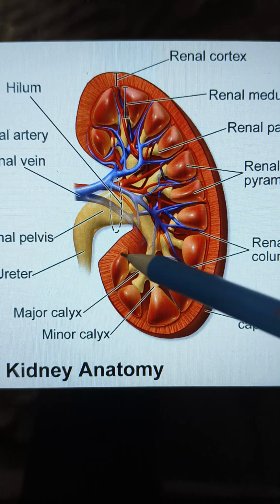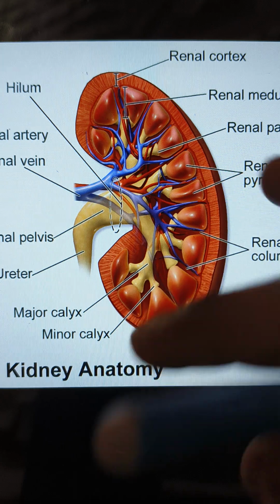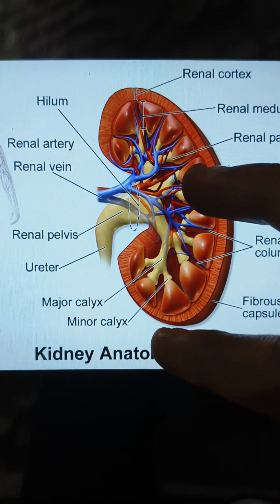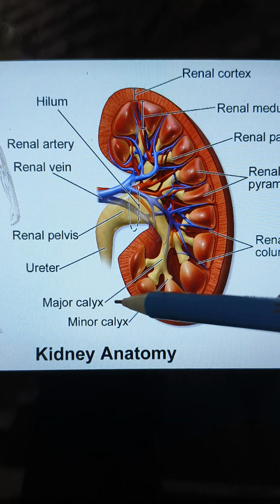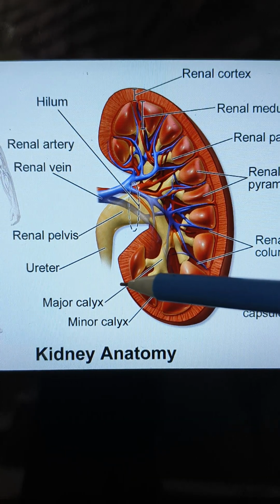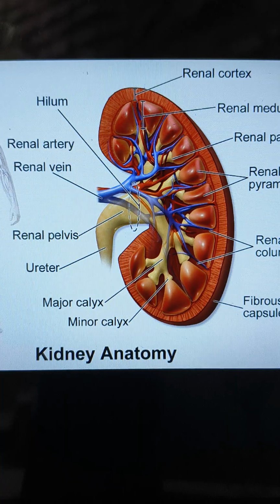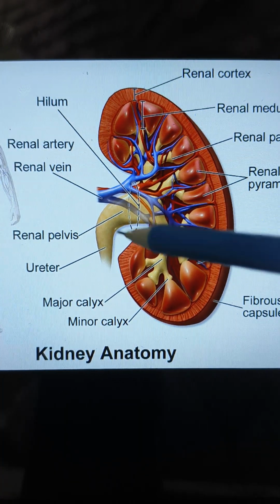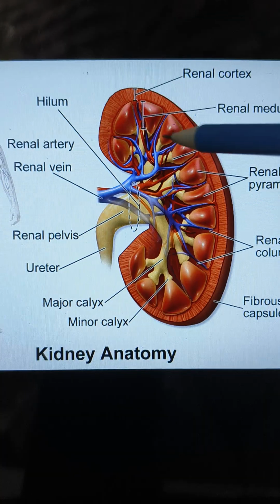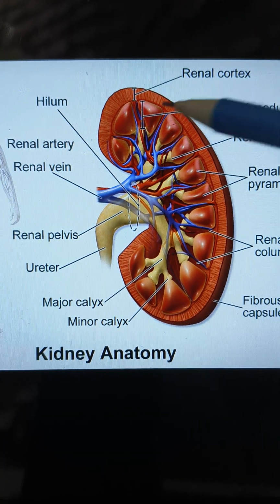the ureter. Ureter is the passage between the urinary bladder and kidney. Ureter helps to receive the urine to the urinary bladder from the kidney. This is the structure of kidney in the body.